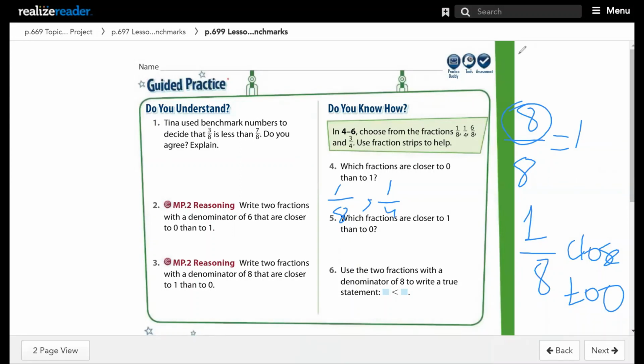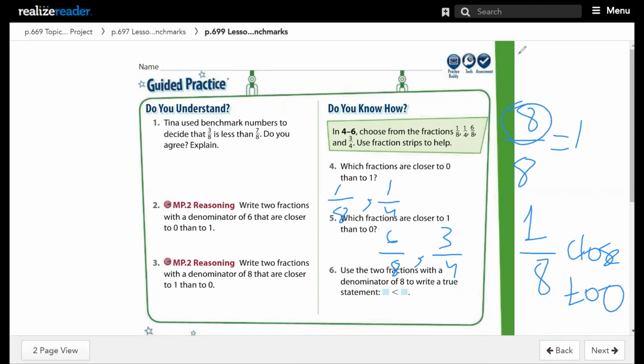6/8 is close to 8/8, which is 1. So it's not close to 0, it's closer to 1. And 3/4 is also close to 1, it's close to 4/4. But 1/8 and 1/4 are far away from 1. They're close to 0. Question number 5, which fractions are closer to 1 than to 0? Closer to 1 are 6/8 and 3/4.